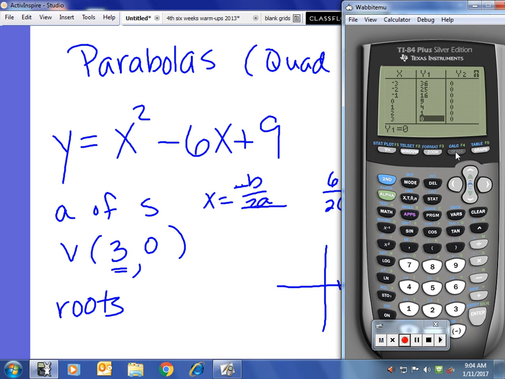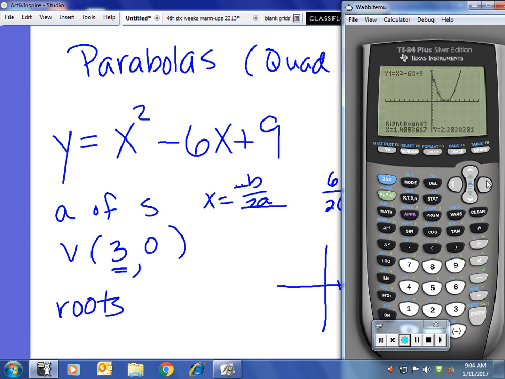So let's just do this real quick. Second function, calculate minimum. In this method, it asks you for left and right boundaries. So if it's asking you for a left boundary, look at where your cursor is. It's got to be to the left of the vertex, the left of the middle. Is it to the left right now? Yes, so I can go ahead and press enter and it'll put a little arrow up there.